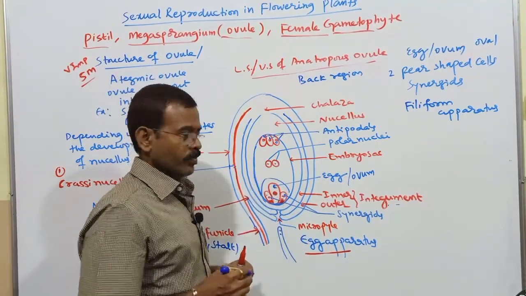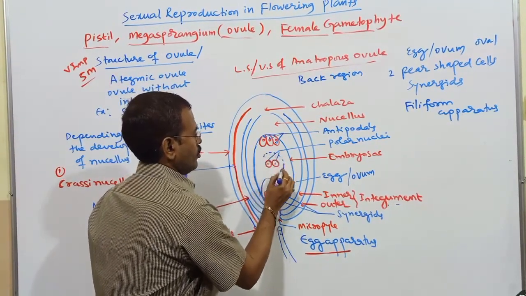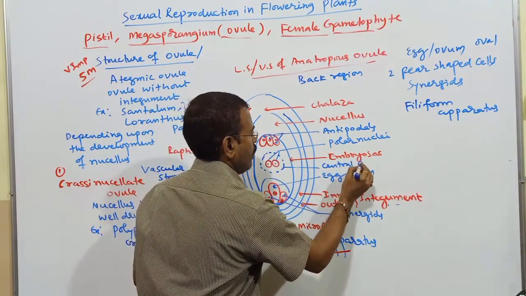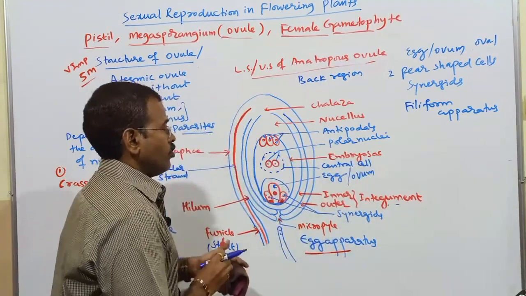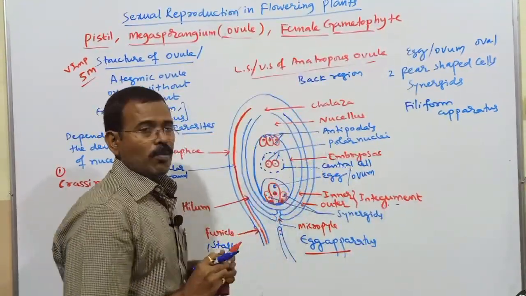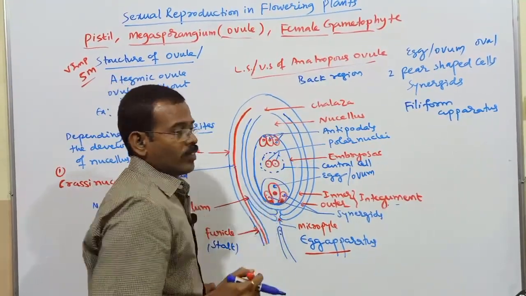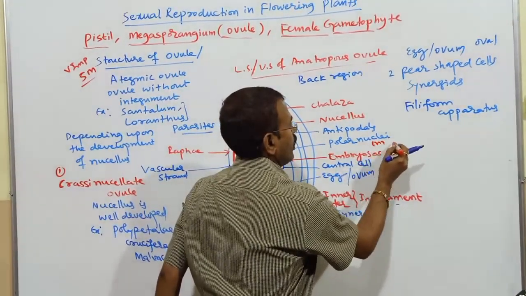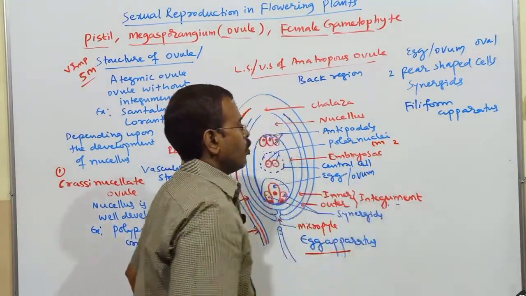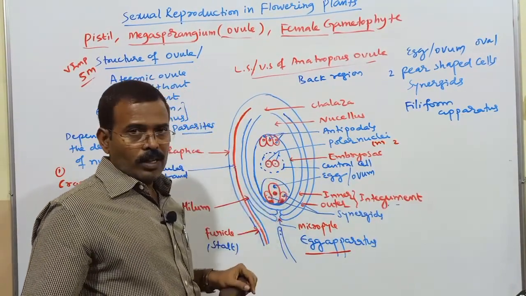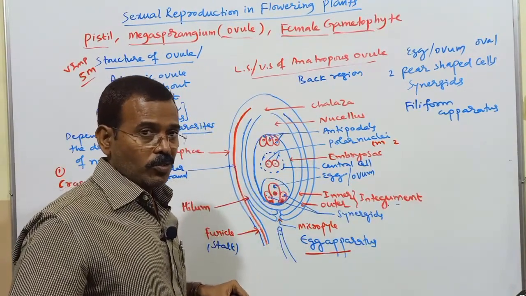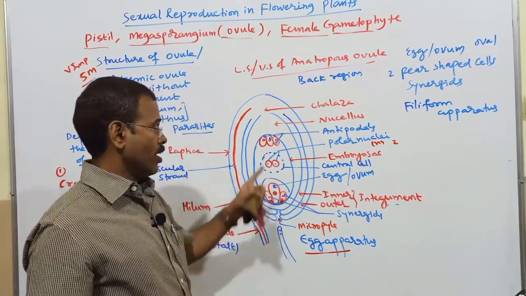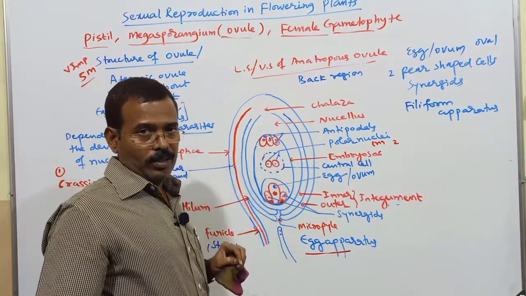Now in the center, we can refer to this as the central cell. It has two haploid polar nuclei, two in number. All the structures will usually be haploid. The egg is haploid, with a single set of chromosomes; synergids are haploid; antipodals are haploid.